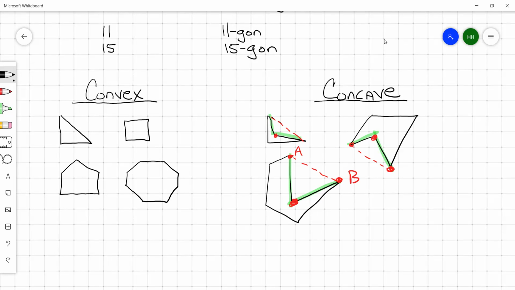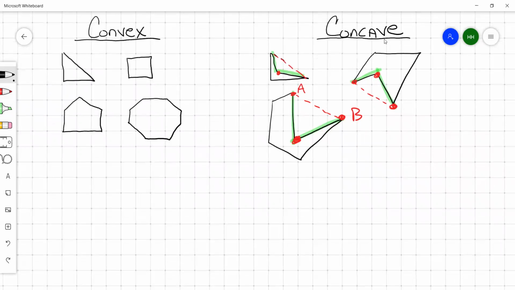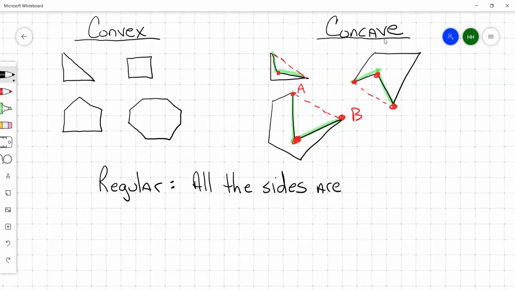Then the third way that you're going to name and classify these shapes is by regular. That means all the sides are the same. All the sides are congruent. All the sides have the same length. Regular.